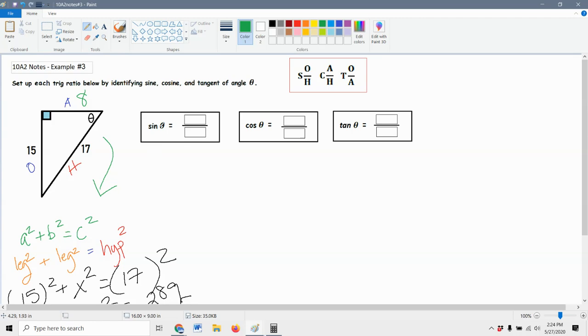So sine of theta, we know, is opposite over hypotenuse. Our opposite is 15. Our hypotenuse is 17. The cosine of theta is adjacent over hypotenuse. So here's that 8, hypotenuse is 17. For tan of theta, it's opposite over adjacent. So opposite is 15, adjacent is 8. And guys, feel free to leave them in their fraction form.